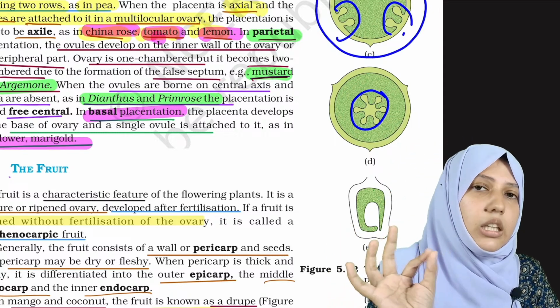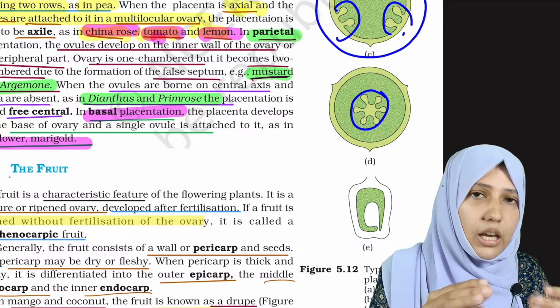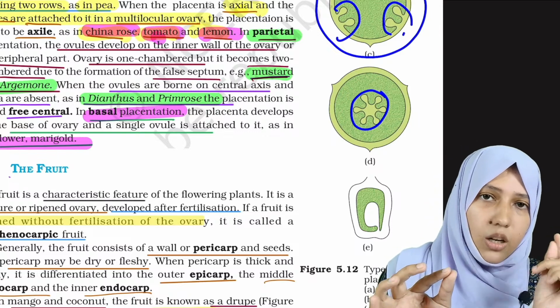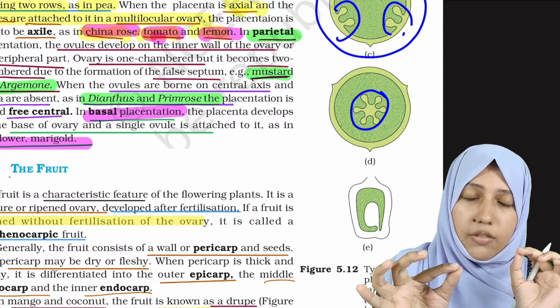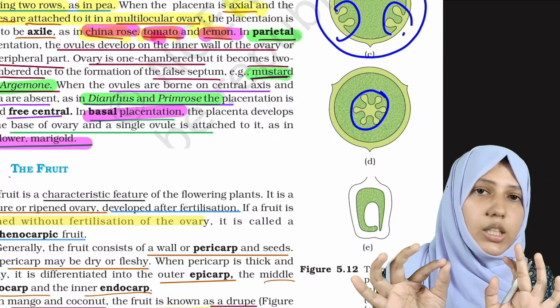Have you ever seen the seeds of sunflower and marigold? On a single ovary there will be a seed at the base of ovary. Clear?